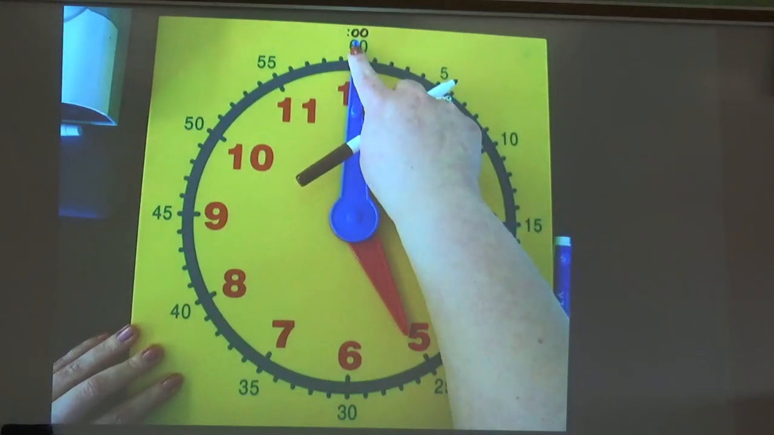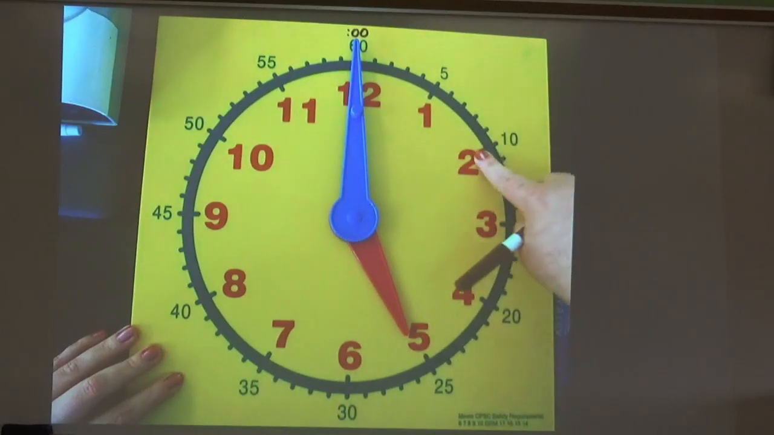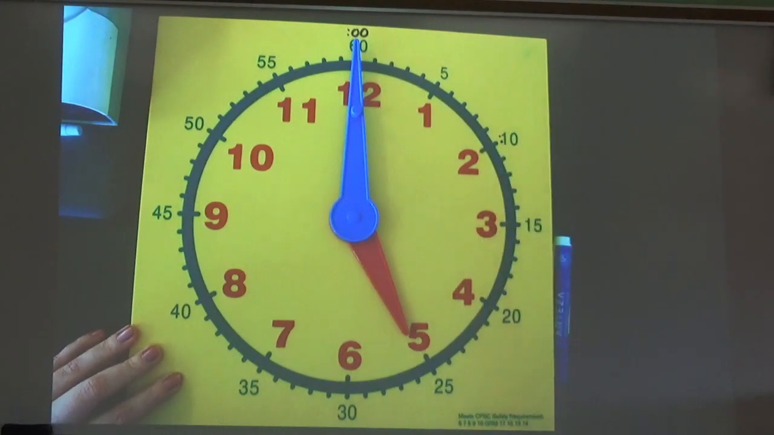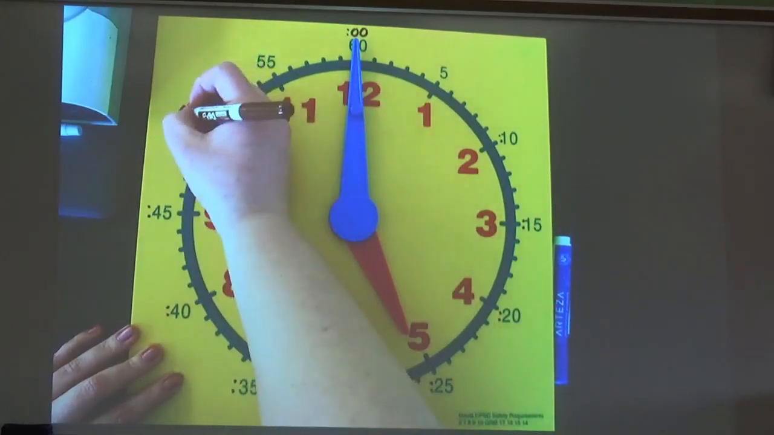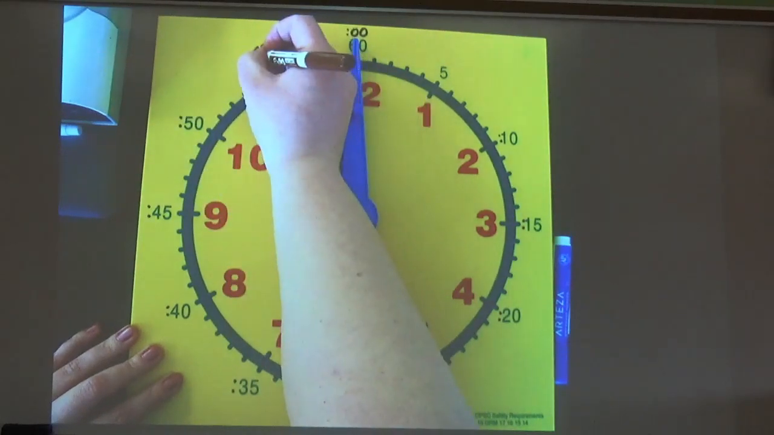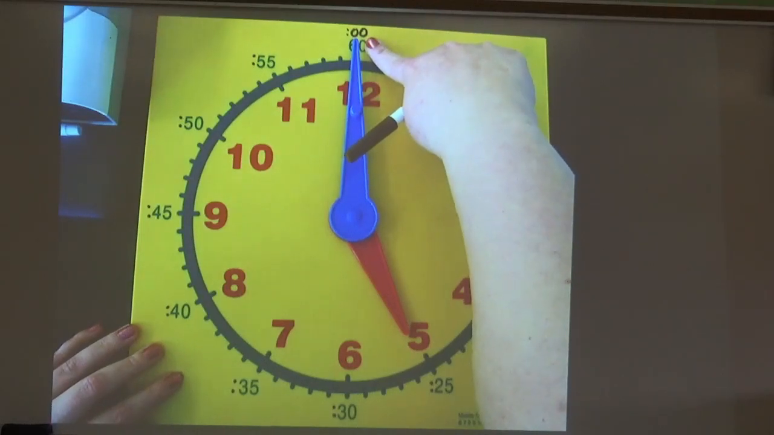So, we're starting at 0, and then we're going to go to 5. And then when we go to another number, that's another 5 minutes. So our minutes are going to read 10, and then 15, and then 20, 25, 30, 35, 40, and remember we put the little dots, 45, 50, 55, and then back to 00 when it's o'clock.